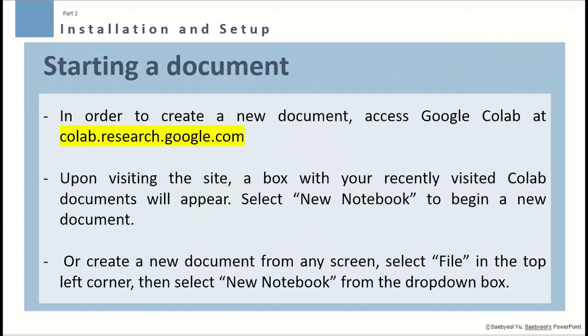In order to create a new document, access Google Colab through this link. Once here, you can begin a new document or notebook in one of two ways. Upon visiting the site, a box with your recently visited Colab documents will appear. Select New Notebook to begin a new document. Alternatively, to create a new document from any screen, select File in the top left corner, then select New Notebook from the drop-down box.